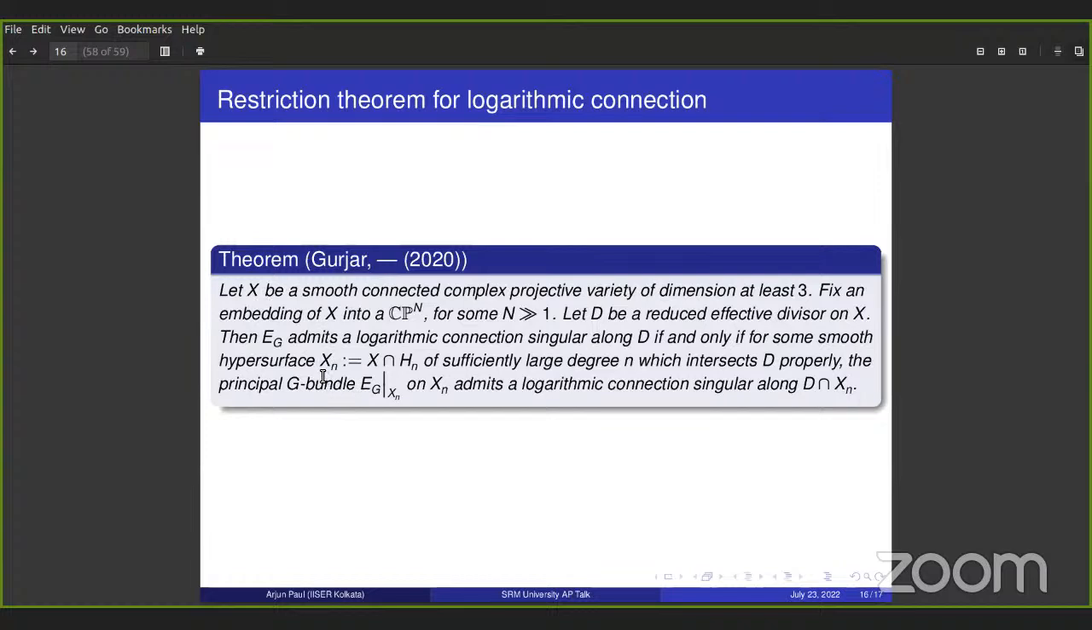Yes. Suppose we know that E_G admits a logarithmic connection over X_n, singular along D intersection X_n. Then using this theorem, we can say that E_G admits a logarithmic connection on this dimension 3 variety X. So even under some strict condition on E, so if E is semi-stable with vanishing discriminant or some special kind of vector bundles, is it known whether a similar kind of result holds on surfaces? I don't know. I have not seen any result of this kind. What happens if we put stability condition or not? I have not seen any such thing.